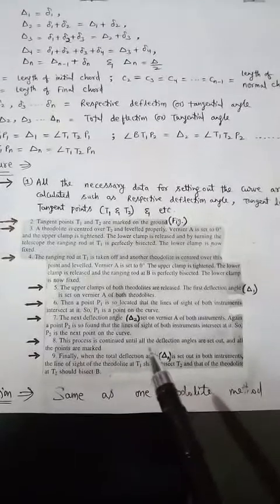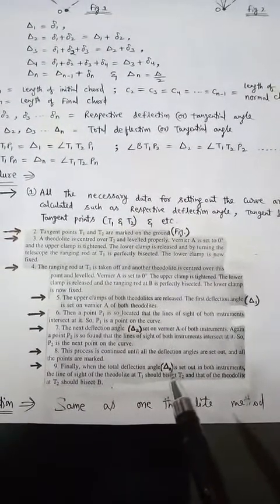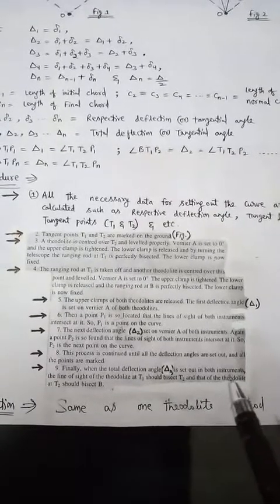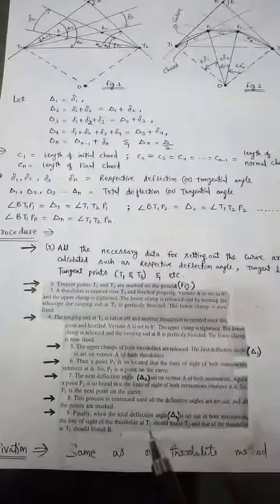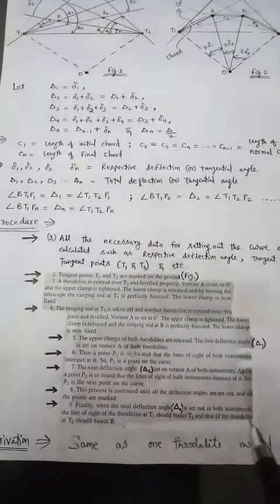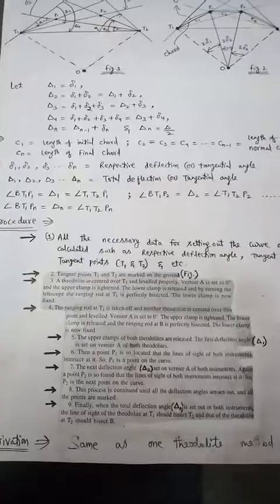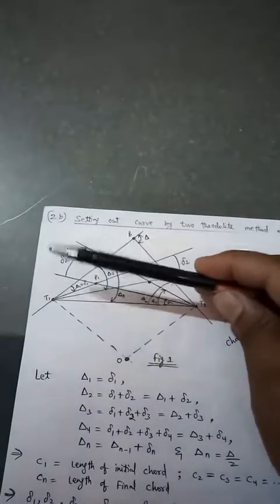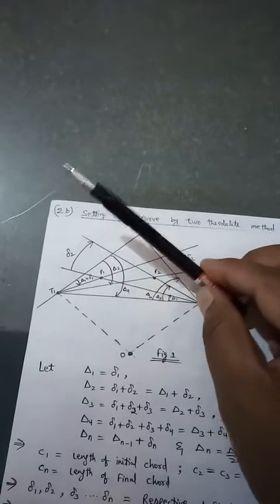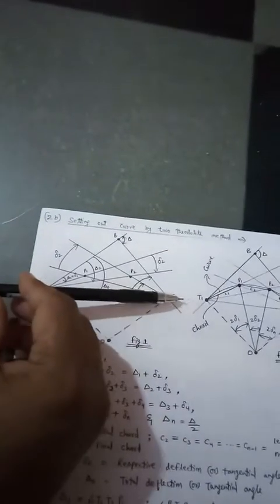The process is continued until all the deflection angles are set out and all the points are marked. Finally, when the total deflection angle delta 1 is set out in both instruments, the line of sight of the theodolite at T1 should bisect T2, and that of the theodolite at T2 should bisect B. So finally the line of sight of this instrument should be bisected towards T2.